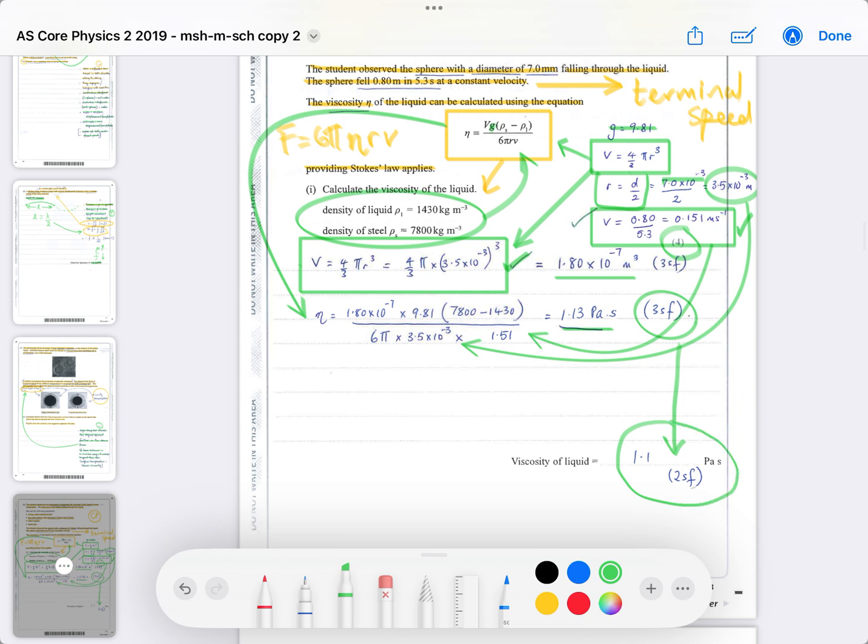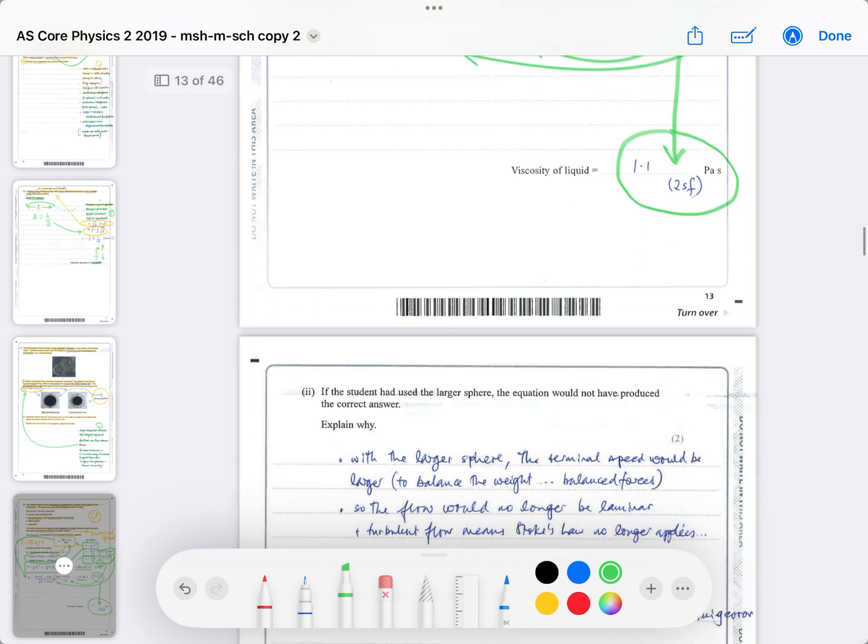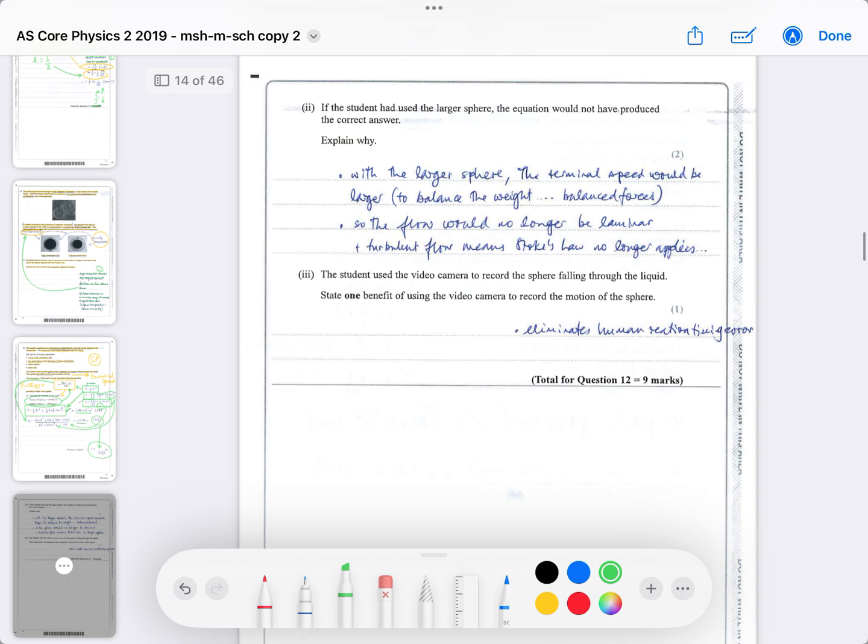But I think 3 is fine as well. So 2 or 3, I think, should get you the marks. And here we're going to probably stop after this because I think I'm tired of talking. Part 2, it says, if the student had used the larger sphere, the question would not have produced the correct answer. Can you explain why?